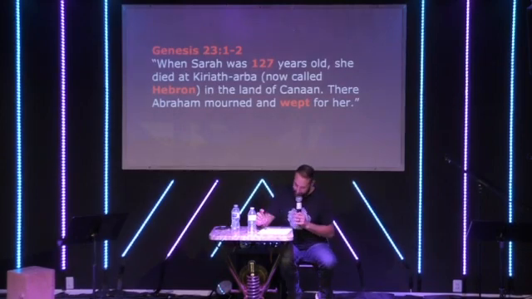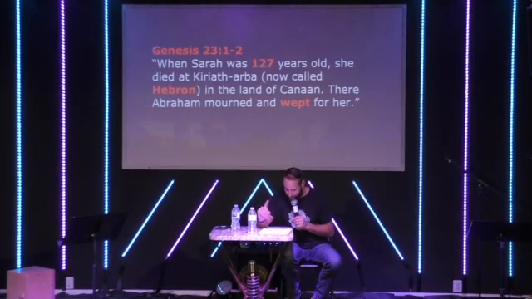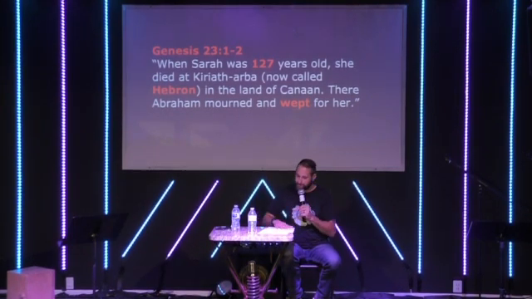All right, here we go. Genesis 23, verse 1. When Sarah was 127 years old, she died at Kiriath Arba, now called Hebron, in the land of Canaan. There Abraham mourned and wept for her.